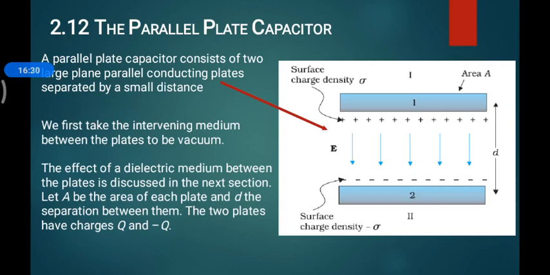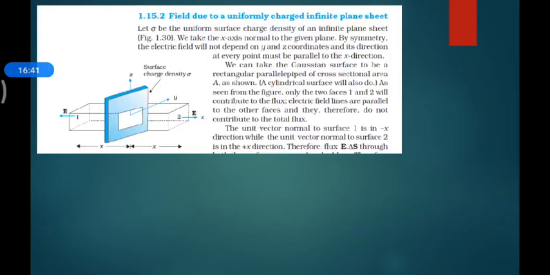In the next section, let A be the area of the plate, d the separation between them, and the respective plates are charged by Q and minus Q. That is the introduction part of the further discussion.